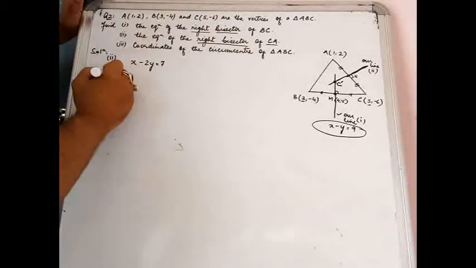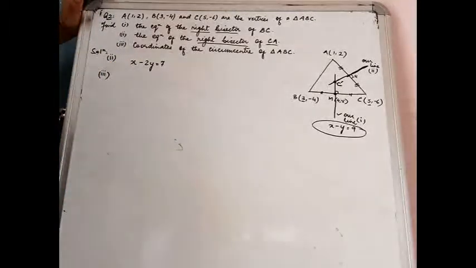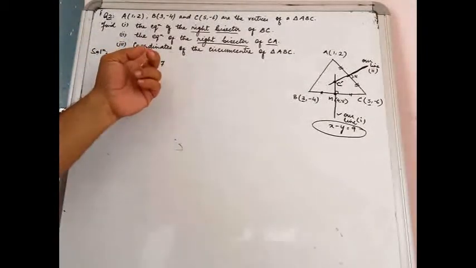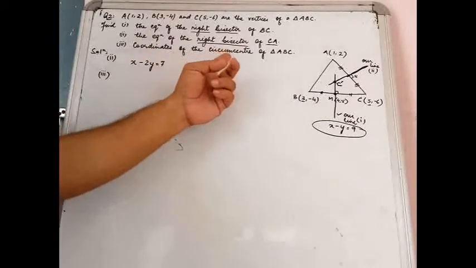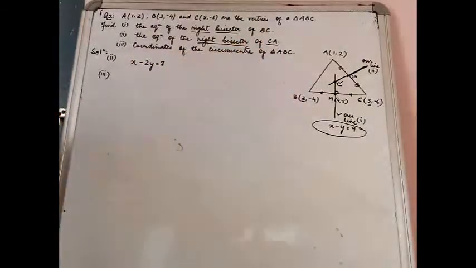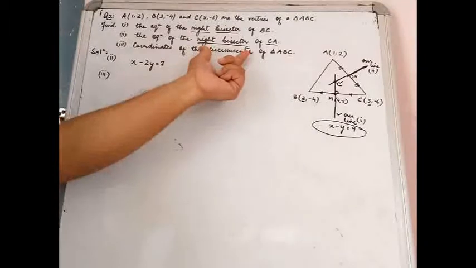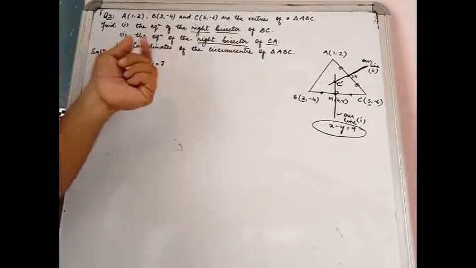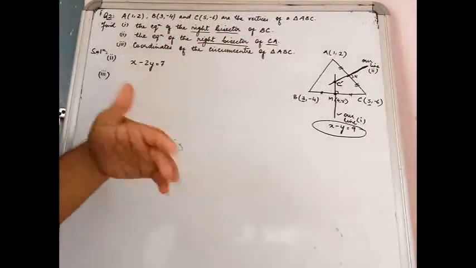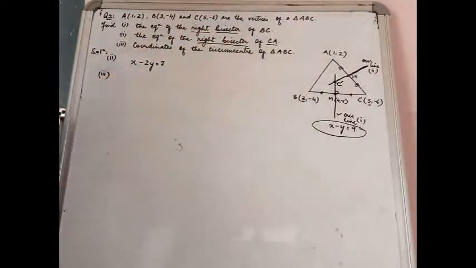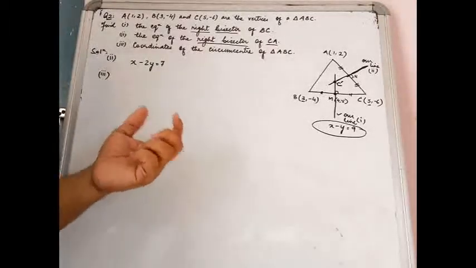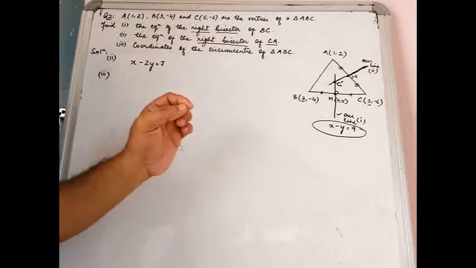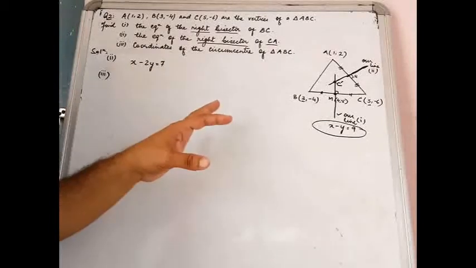Now what is important here is the third part for you to understand. In the third part, they have asked you the coordinates of the circumcenter of triangle ABC. Circumcenter obviously means a point, that is why they are asking the coordinates of that point. What is circumcenter? In one of the previous lectures, we discussed the centroid. Centroid was also a point, the point of intersection of the medians of the triangle.